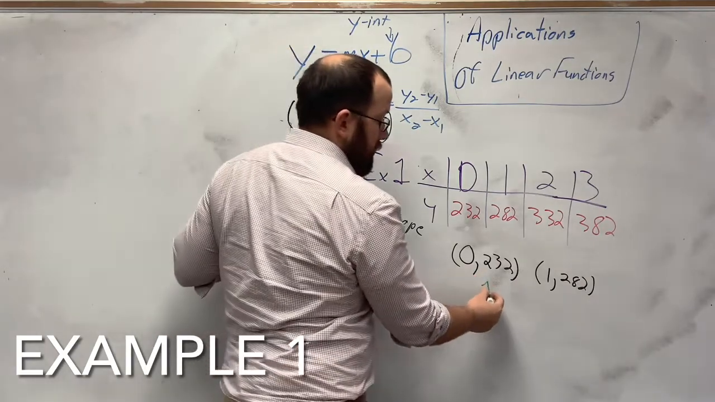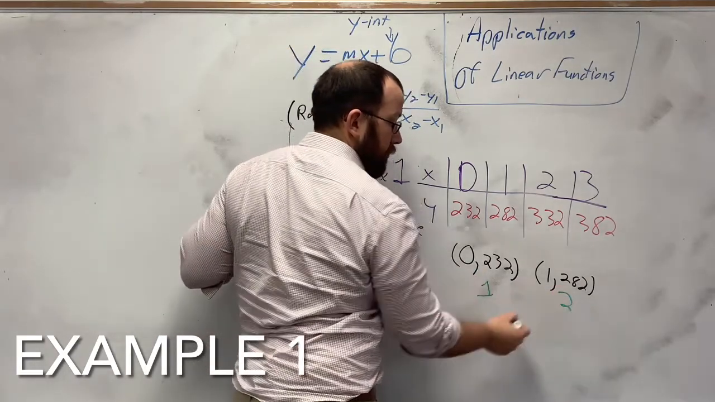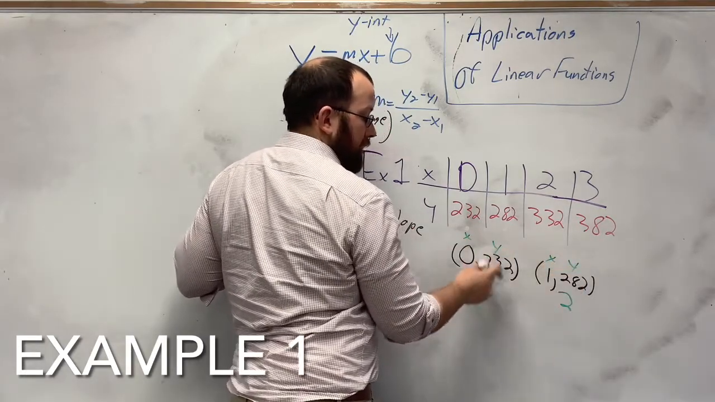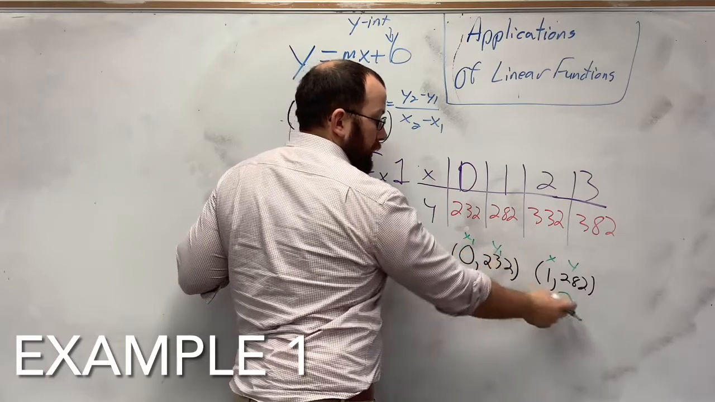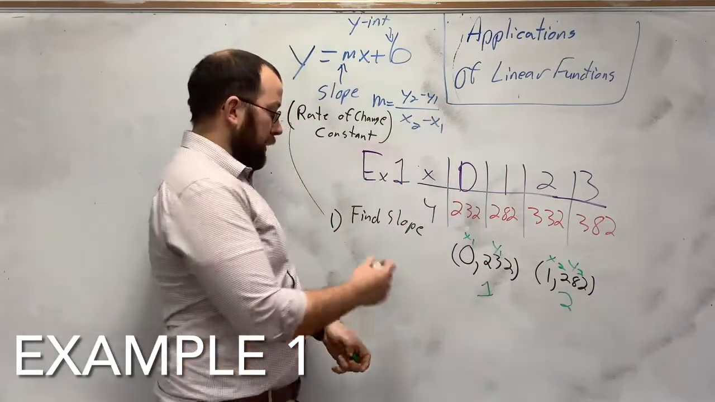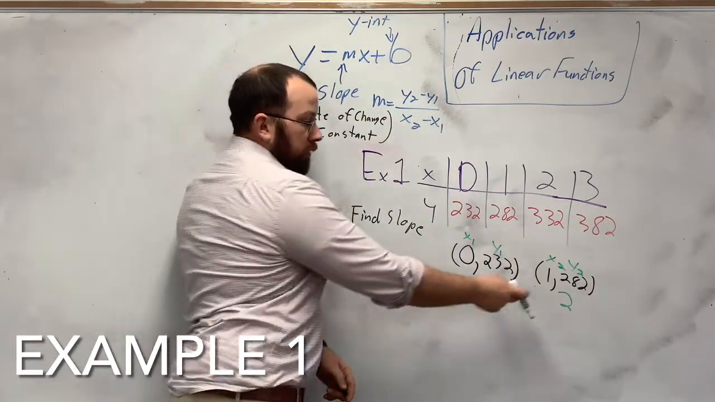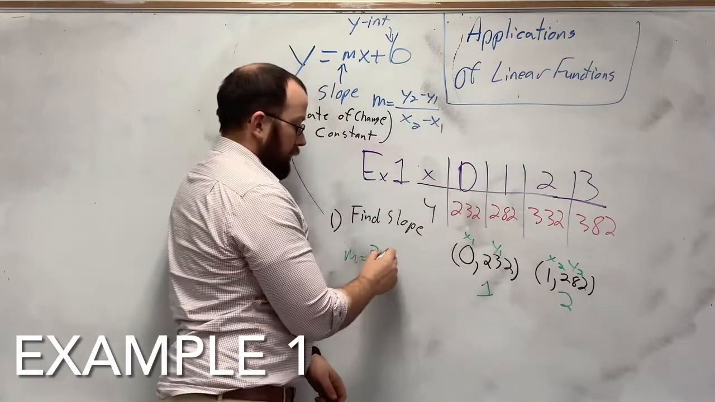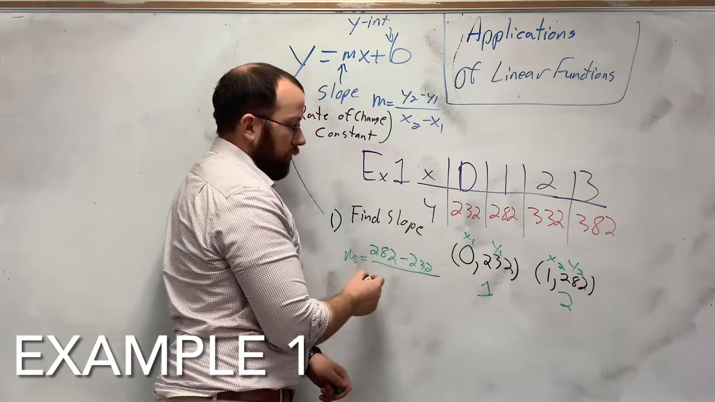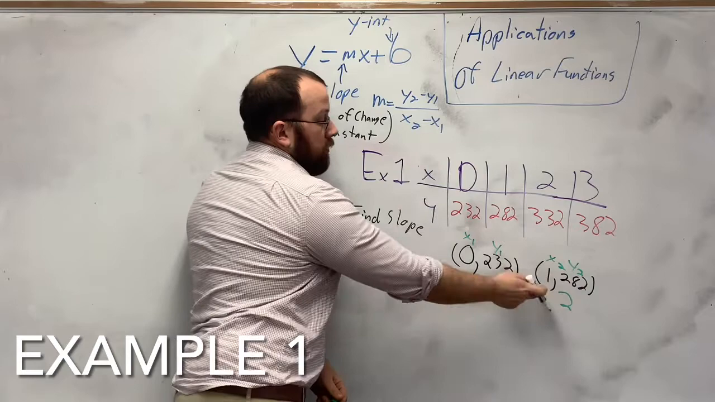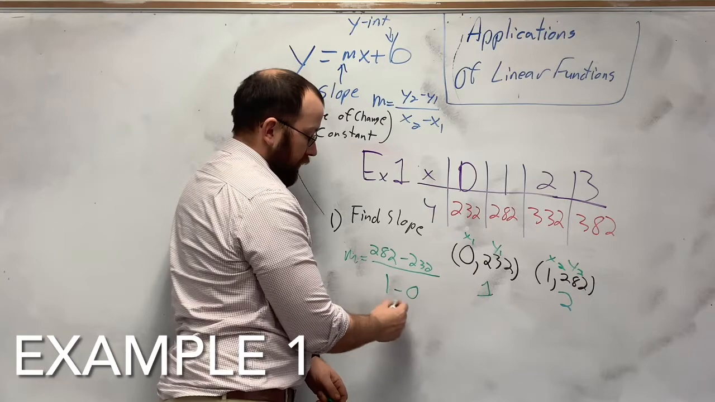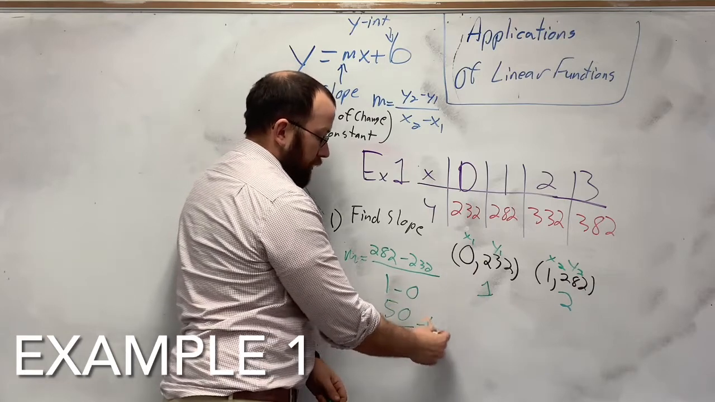I label this as 1, and I label this as 2. I label my x and my y, my x and my y. Now that this is 1, I put a 1 there and a 1 there. Since this is 2, I put a 2 there and a 2 there. That way I know where to put them in my slope formula. So my slope equals, I'm looking for my y2, 282, what's my y1? 232, over, my x2 is 1, my x1 is 0. So when I solve this, I get 50 over 1, so 50.